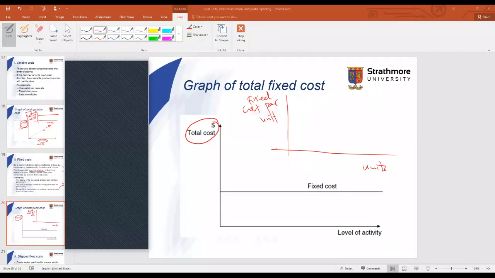In case you have the fixed cost per unit as our dependent variable, the question I'm asking here is how will the graph be like? Because if you use the total fixed cost, as we have seen here, it remains constant throughout. But what if you have fixed cost per unit? What will happen to the graph? How will the graph be like?